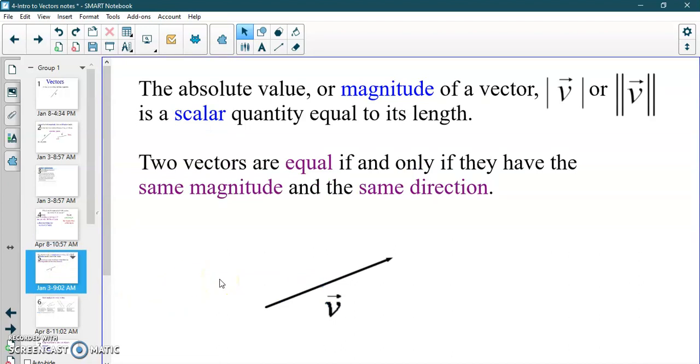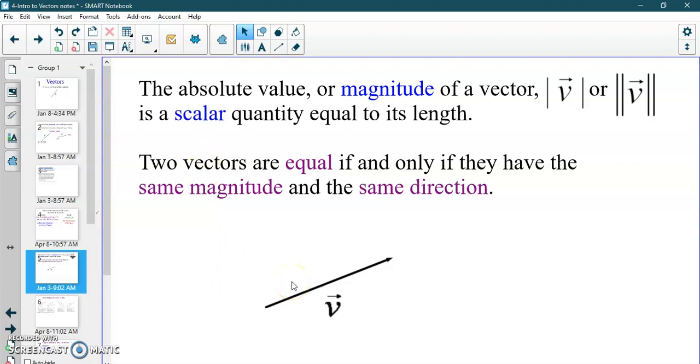Another thing that we'll get to in another video a little more closely is the magnitude of a vector. That's what we call absolute value. As you can see, we've got the absolute value lines here. Sometimes you see the double lines around the vector. And that's a scalar quantity that's equal to its length.